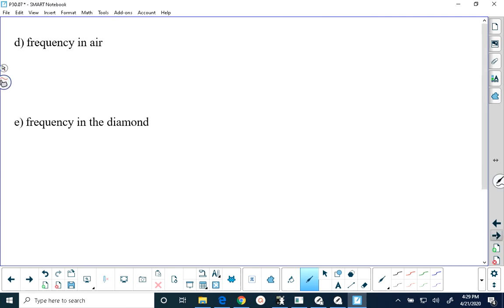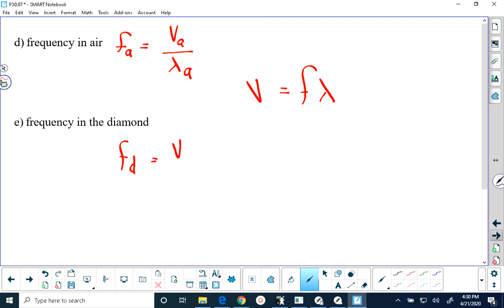The last two questions ask for the frequency in air and the frequency in diamond. Now, frequency doesn't appear in your refraction formula, but we do have the universal wave equation. Now, if you're going to use this to find the frequency in air, you would have to understand that the frequency in air would be the speed of light in air over the wavelength in air. If you use that formula to find the frequency in diamond, you would have to take the speed in diamond over the wavelength in diamond. But we've learned that frequency doesn't change.